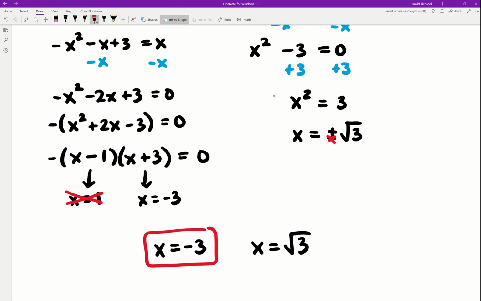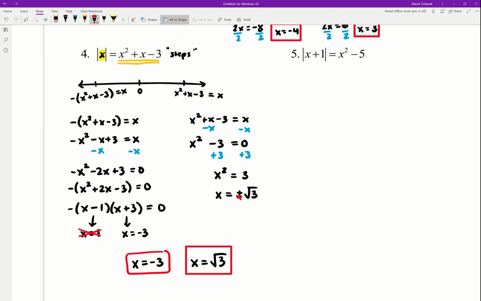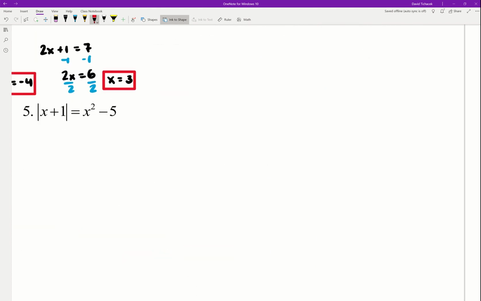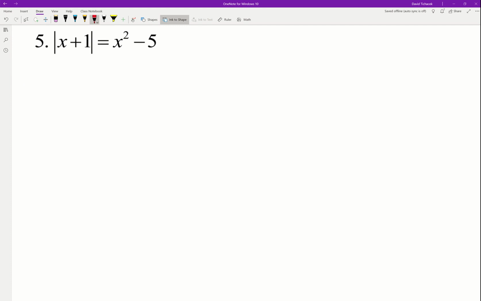We're going to have to throw those other ones out because they did not create the same number on both sides of our equal sign. So that's going to be very important to have to keep track of, okay? So one more example here in this video, and then we'll call it quits. Number 5. So again, the exact same thing.